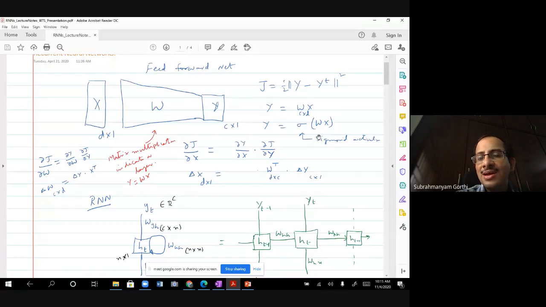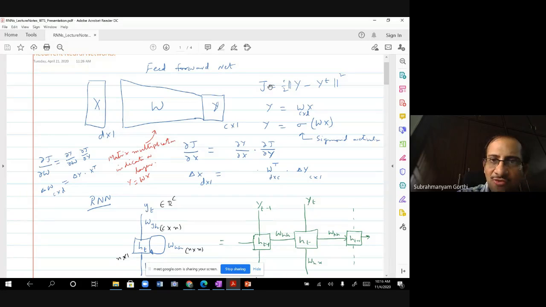Otherwise, let us consider Y equal to WX, a simple connection with linear neurons here. Then ∂E/∂X, how do you find this? ∂Y/∂X, as I said in the discussion, is W transpose, right? And ∂E/∂Y is Y minus Y truth, or Y minus T, that is delta Y. This is the notation we have.